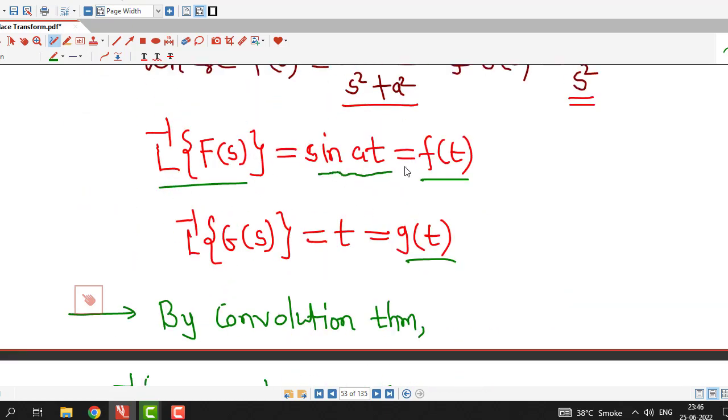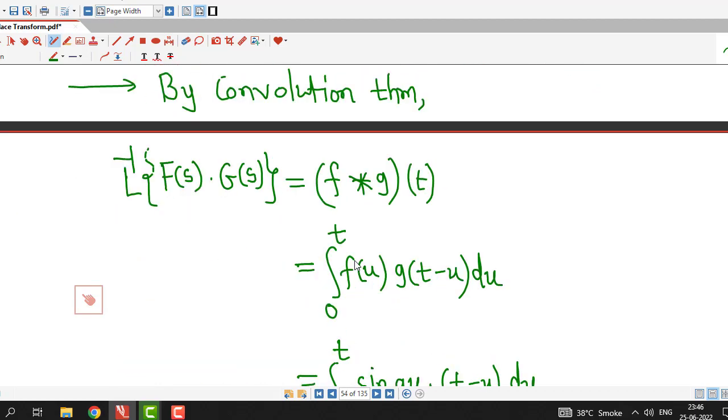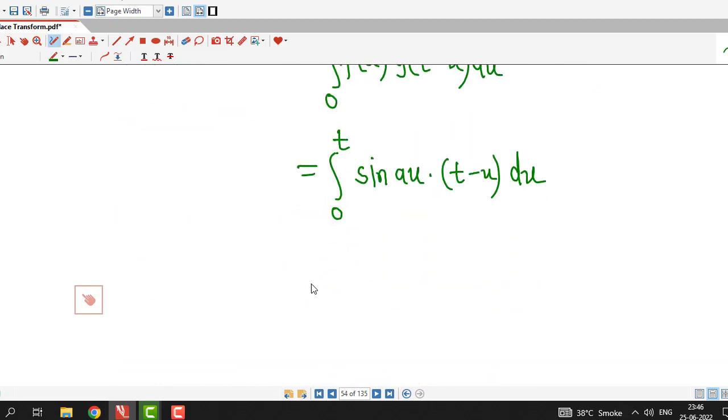From this we obtain f of u. F of t is sin at, therefore f of u is sin au. G of t equals t, and we require g of t minus u, so here we replace t by t minus u. Now we have to integrate this, and we keep in mind that the integral is with respect to u, so we have to consider t as constant, and we can apply integration by parts.